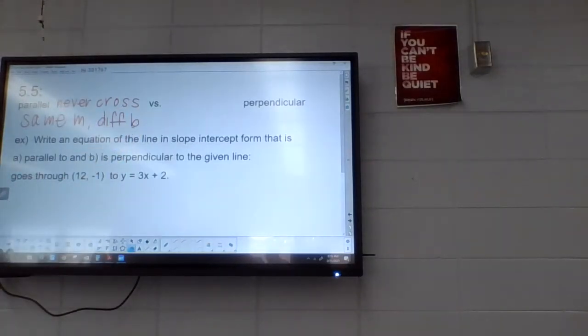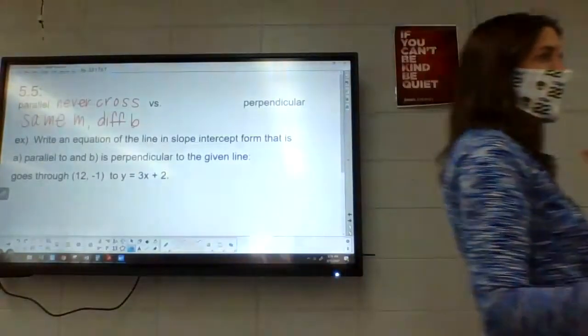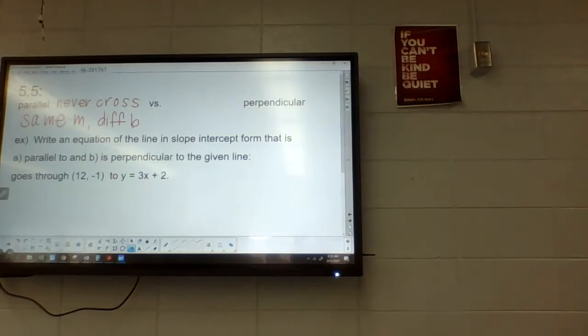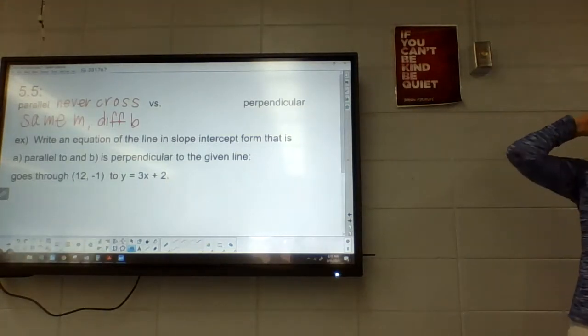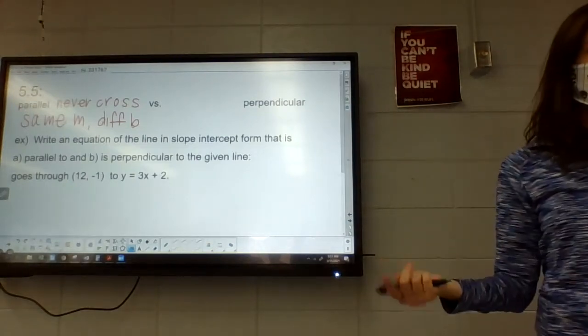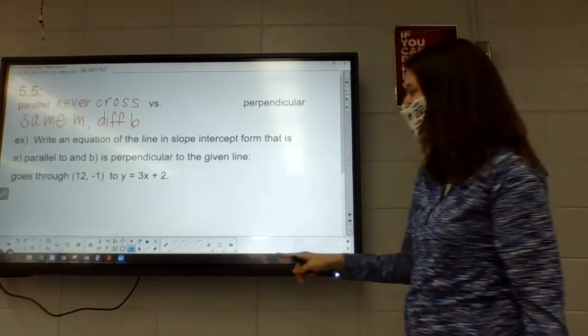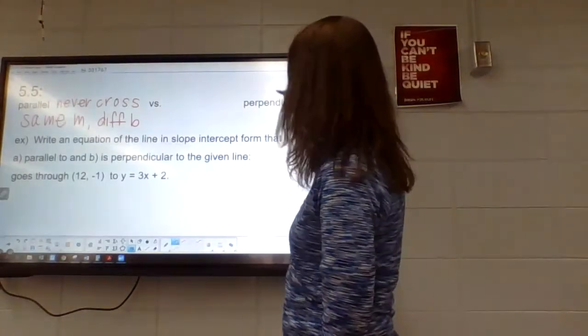That is good to know because if it was the same b, that would mean that they're actually the same line. And so that's not unique enough. Then perpendicular do cross. How do they cross? At 90 degrees. So cross at 90 degrees.